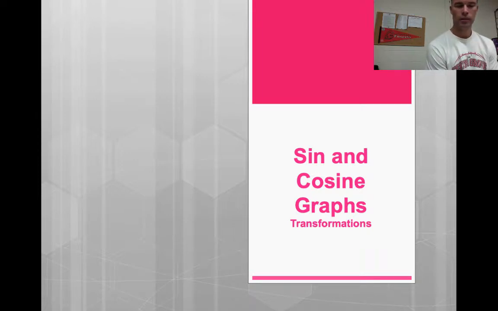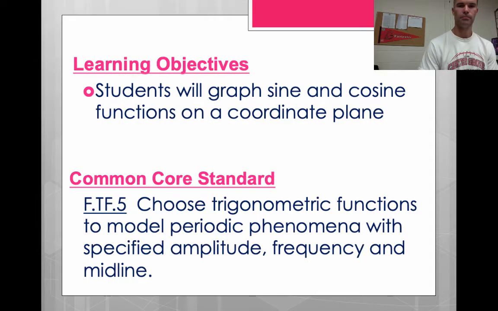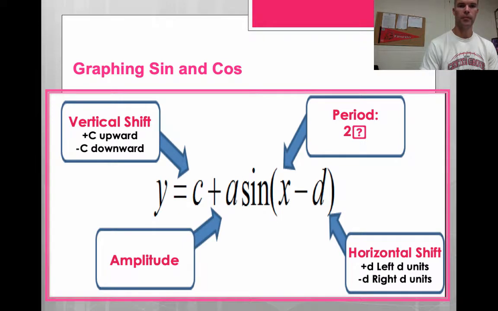So we're going to continue our discussion on sine and cosine graphs, but today we're going to be doing some transformations. So students will be able to graph sine and cosine functions on a coordinate plane. Alright, so we've got this constant, this c value, that's going to tell us if we're going to shift the graph up or down. So if it's a positive c value, we're going to shift it up that many units. If it's a negative c value, then we're going to shift it down that many units.